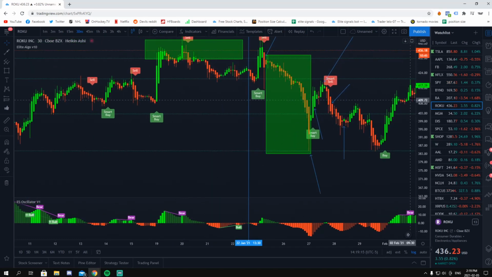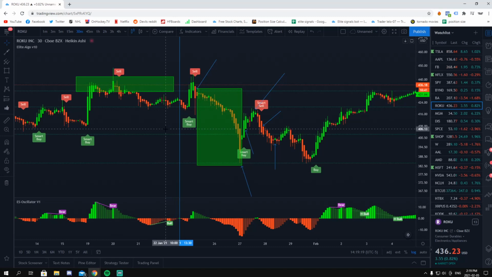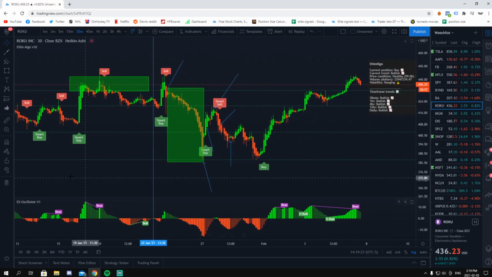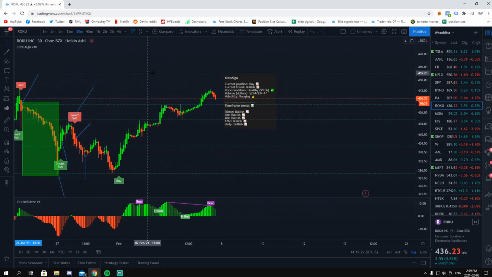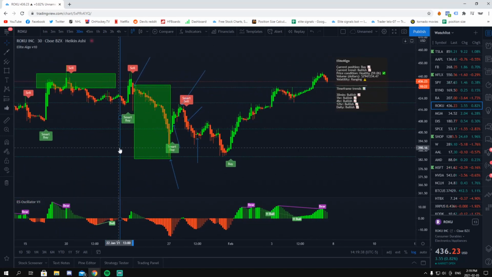That's basically how you guys want to use EliteAlgo, guys. It's very, very easy. You just have to use your brain a little bit and get some confirmations with the oscillator, the momentum indicator, the support and resistance lines, and the buy and sell signals, right? And you guys can use the dashboard here to help you trade with the trend, which is always more accurate. So yeah, that's basically how you guys use EliteAlgo.